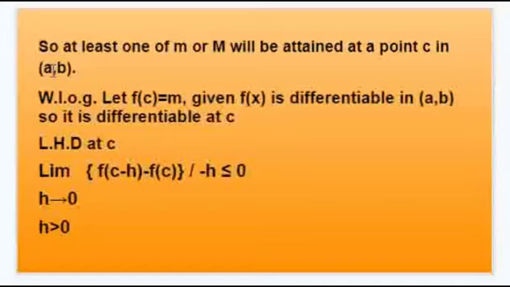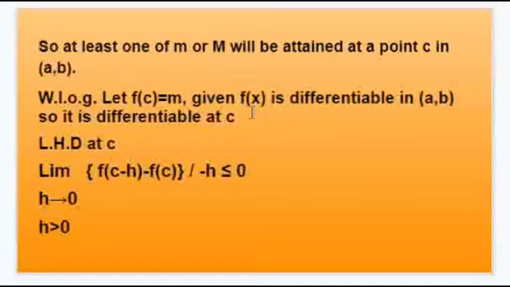Because otherwise, if f(a) is say small m and f(b) is capital M, because f(a) equals f(b), it means small m equals capital M, so the function is constant, which is not the case. So either small m or capital M is attained at a point different from a or b, so we take a point c in the open interval (a, b) where either m or M is attained. Without loss of generality, suppose f(c) equals small m, the greatest lower bound.